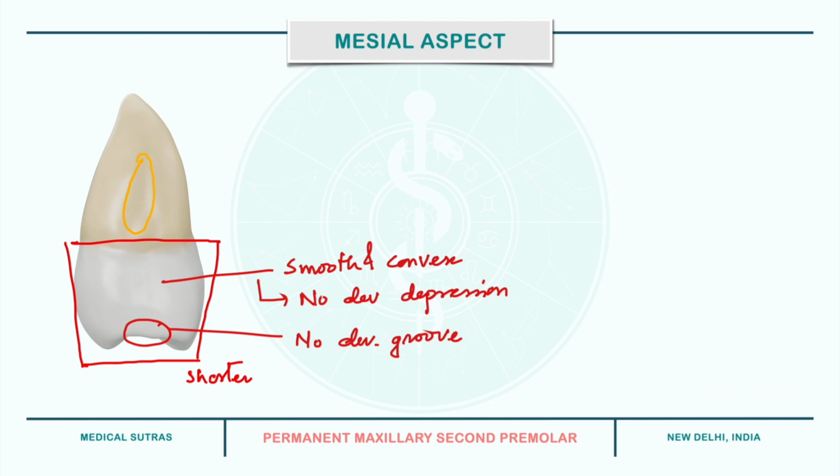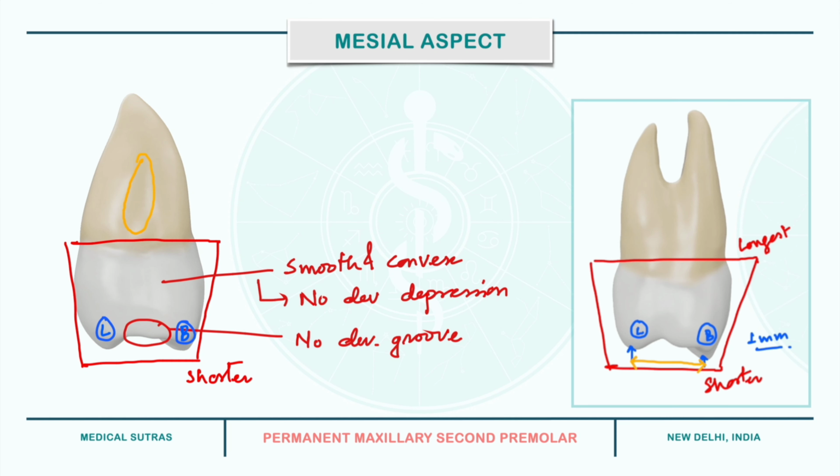The other point of difference is that the buccal and lingual cusp are nearly similar in length, in contrast to maxillary first premolar, where the lingual cusp is smaller by around 1 mm. Also, the intercuspal distance is greater in second premolar, widening the occlusal surface buccolingually.